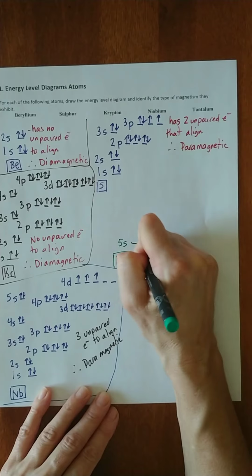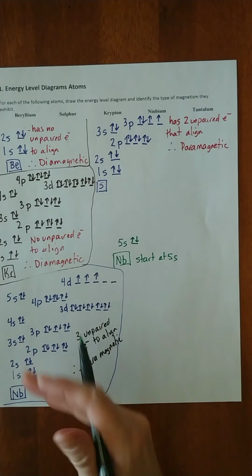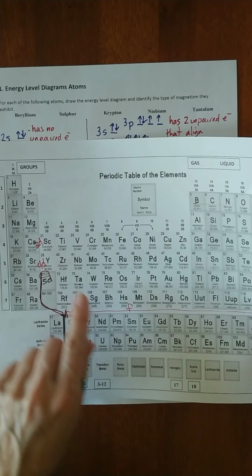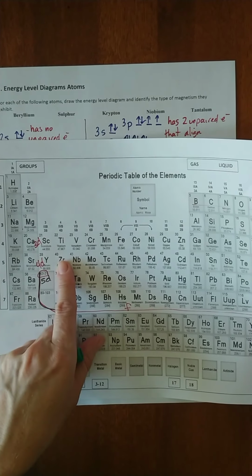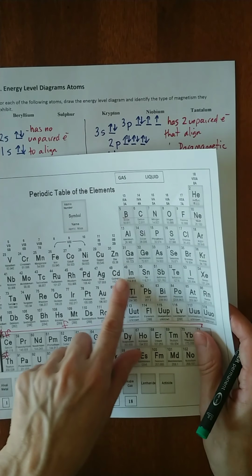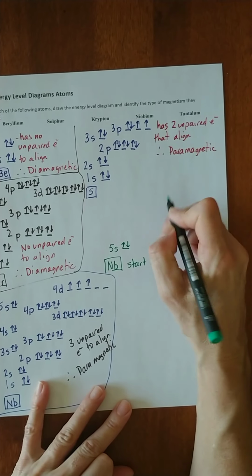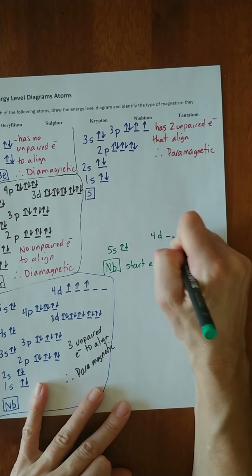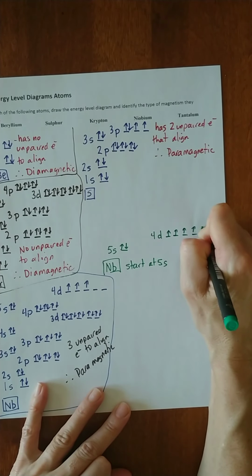So 5S. Okay, so after the 5S, we know according to our table, because tantalum is down here, so we're one row above it still, so we need to do our 4D and then jump back into our P block, which is a 5P. So we're going to do a 4D over here, 5 orbitals filled with 10 electrons.